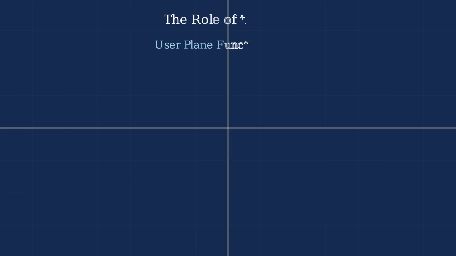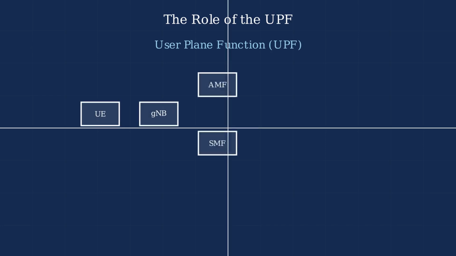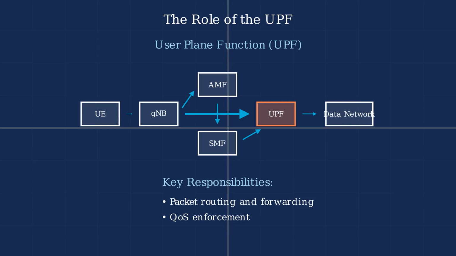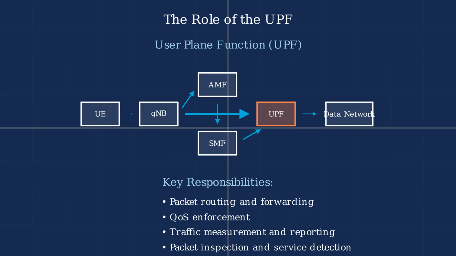The user plane function, or UPF, is a critical component of the 5G core network architecture. As part of the 5G core network, the UPF serves as the gateway between the radio access network and external data networks. The UPF is responsible for several key functions in the network. It handles packet routing and forwarding, enforces quality of service policies, measures and reports on network traffic, performs packet inspection, and supports lawful interception when required.